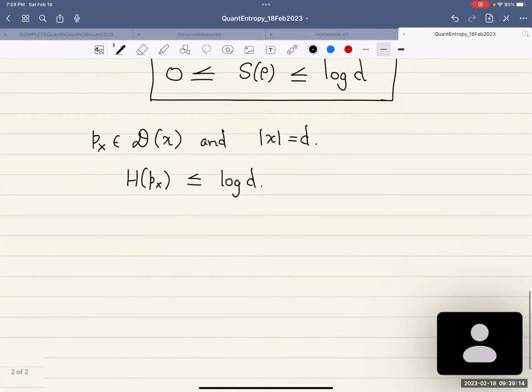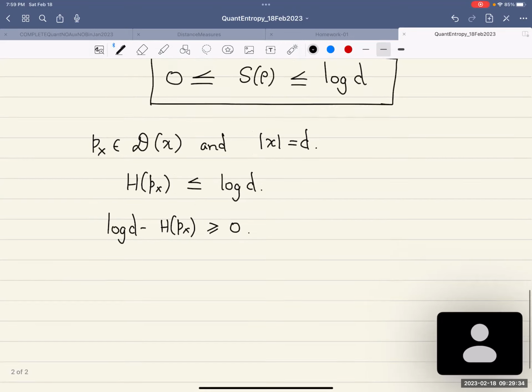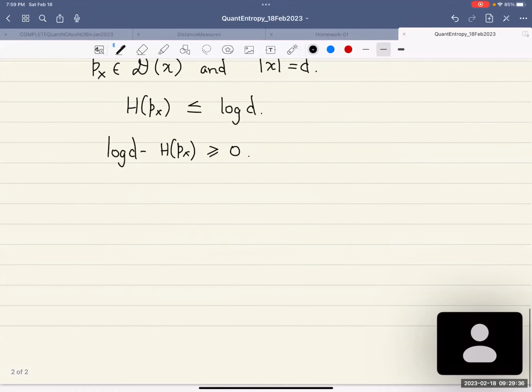Yes, you can show that log D minus H of P_X is greater than or equal to 0. I think you can use it in the homework. Okay, great, it was planned so that this will come. Okay, all this is fine. We'll prove some properties, but before I go there, I'm going to give one interesting thing.